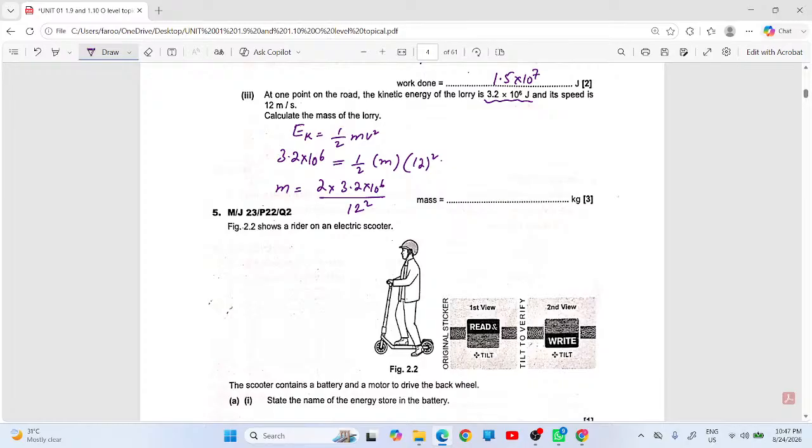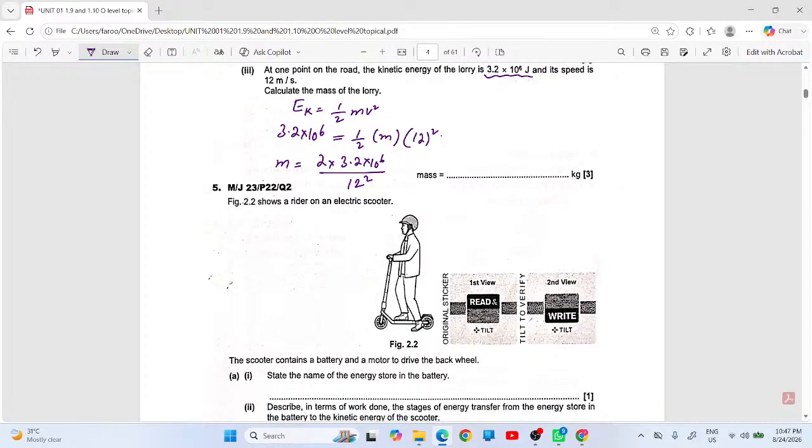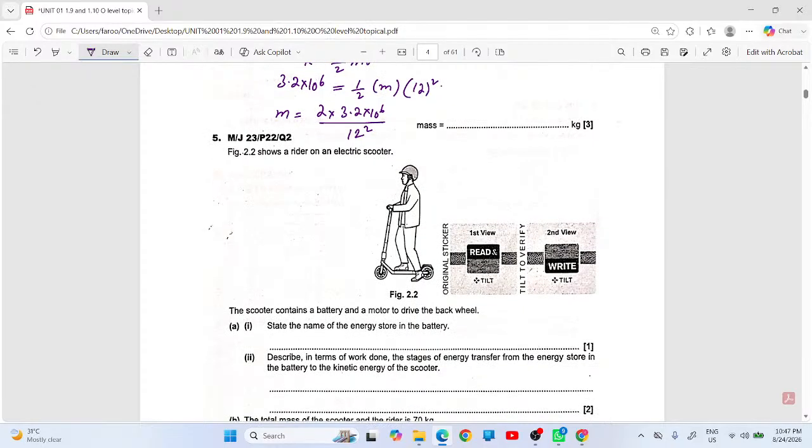Answer check करें. Five fours. Okay, 5 fours mean 4.4 × 10 raised to power 4 kg.